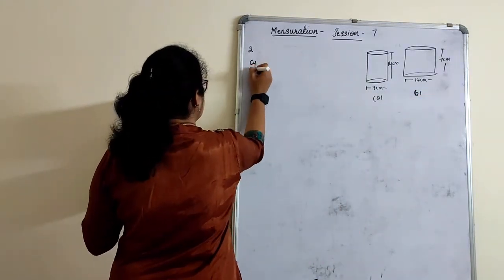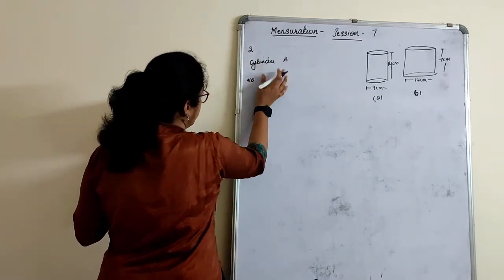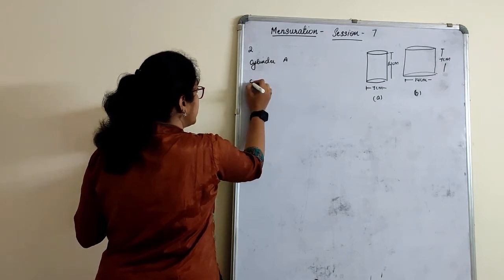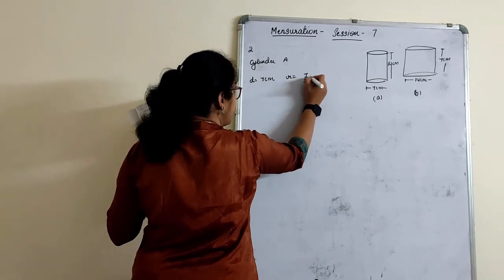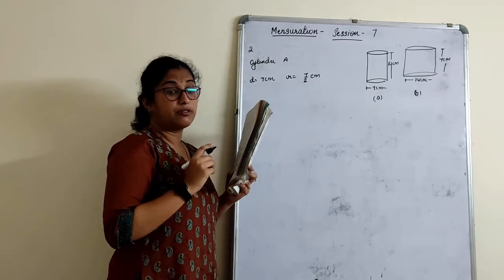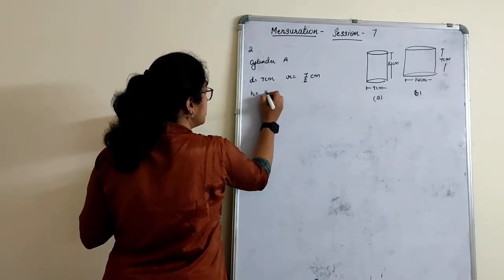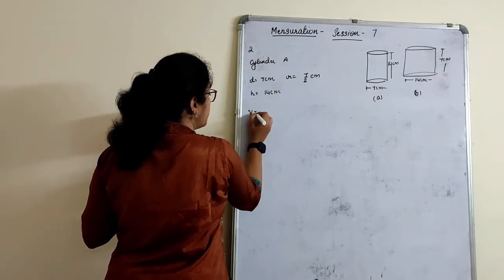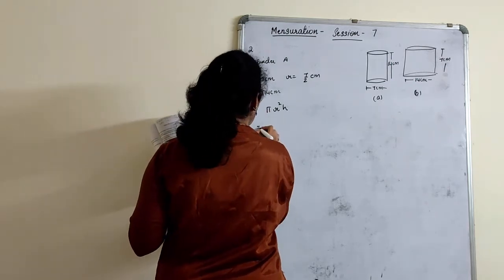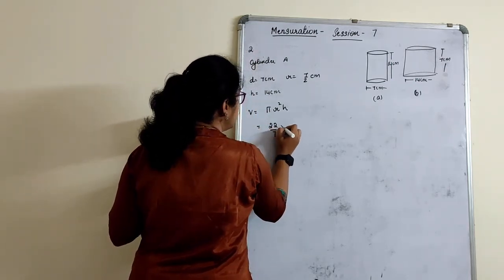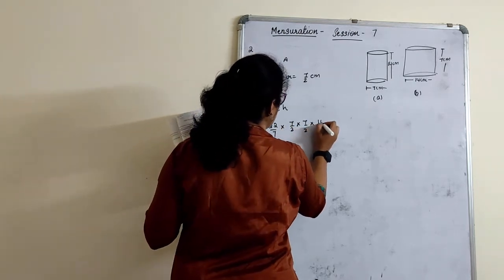First of all I will write cylinder A. Before we write the volume, let's write the dimensions of cylinder A. Diameter is equal to 7 cm, therefore radius will be 7 by 2 cm. Remember, do not write it in decimal; keep that in fraction only. Height is 14 cm. What is the volume formula of a cylinder? Pi r square h, right? Pi is 22 by 7, r is 7 by 2 into 7 by 2 into 14.